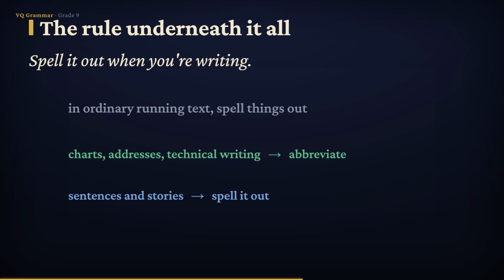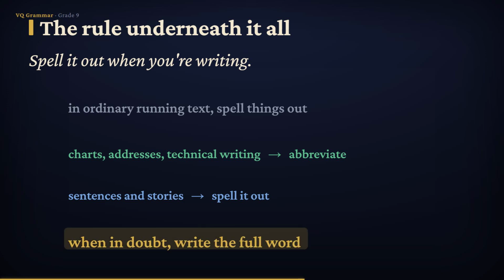So when you're unsure, lean toward the full word. Abbreviate in the tight, technical places. Spell it out everywhere you're actually writing prose.